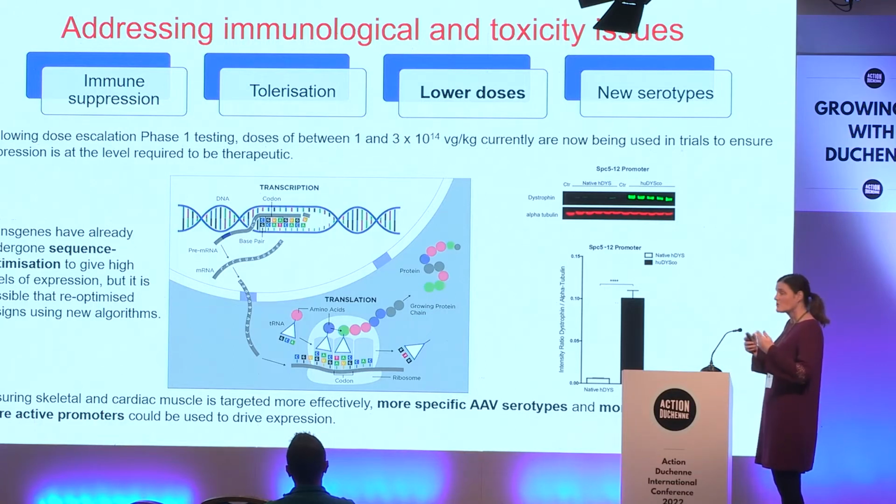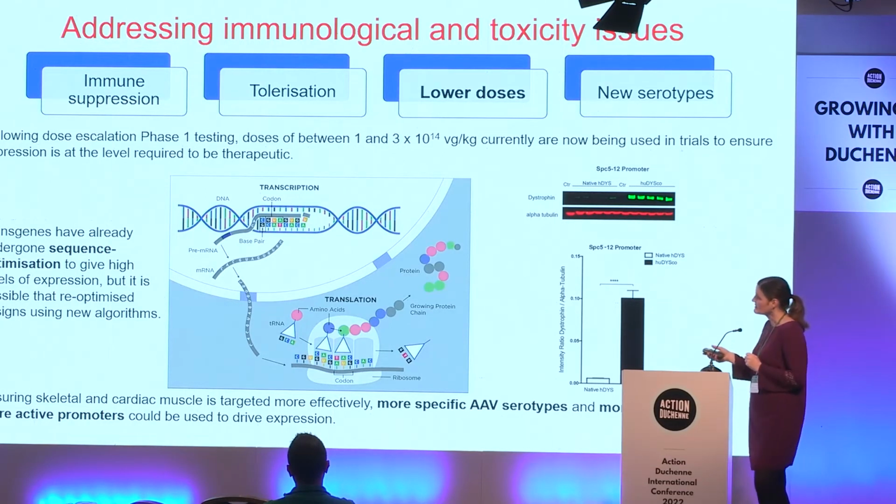So we want to try and go in with a lower dose, and we could do that by trying to enhance the expression of the microdystrophin so that we get more microdystrophin expressed with a lower dose. So we can do that through three methods actually, I think.